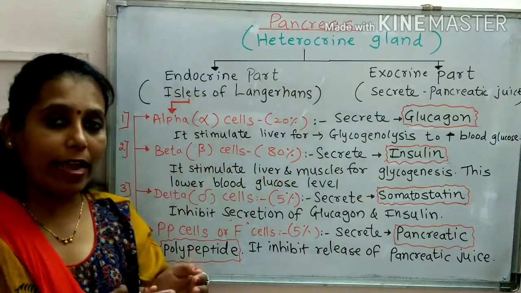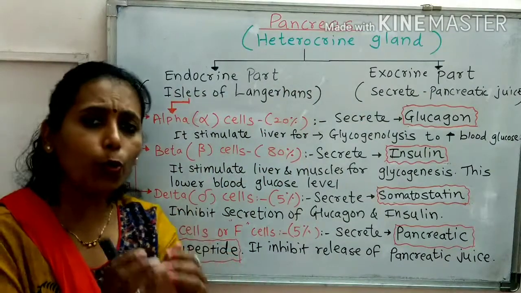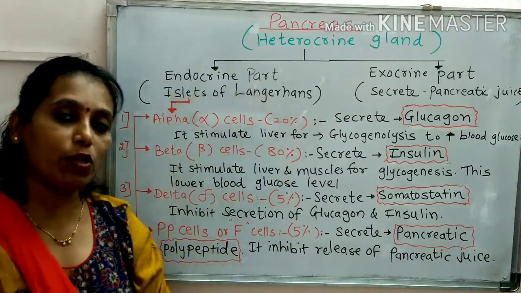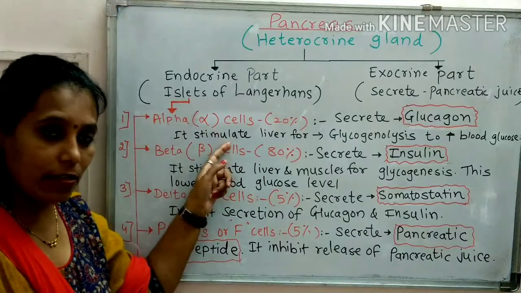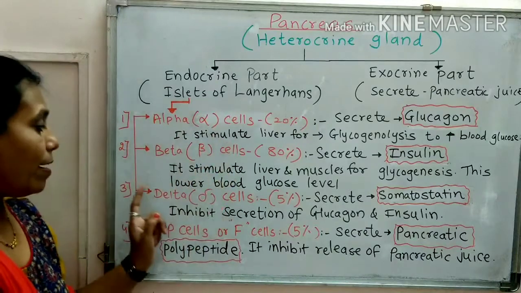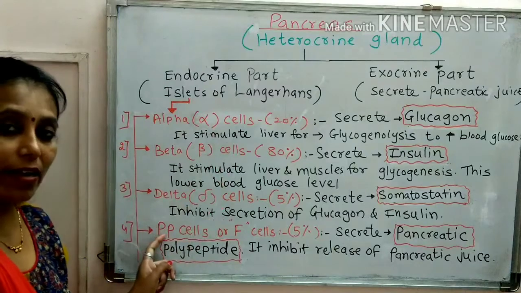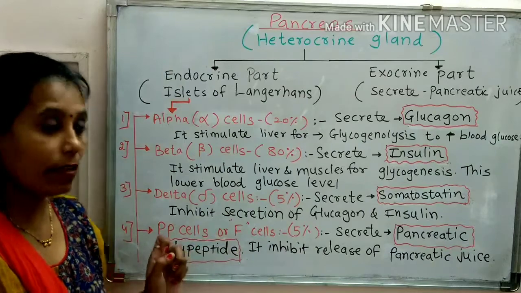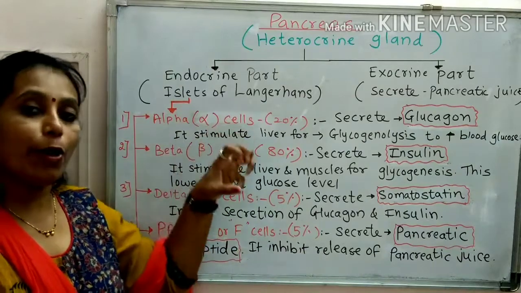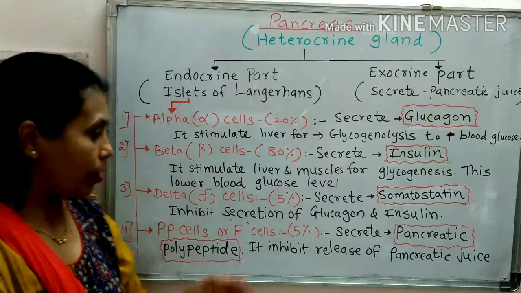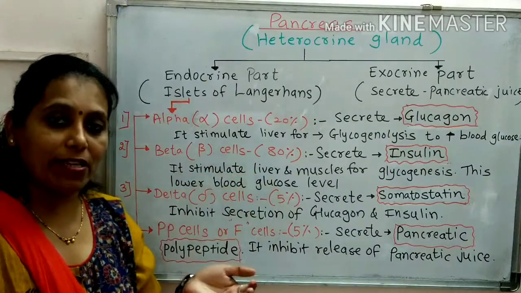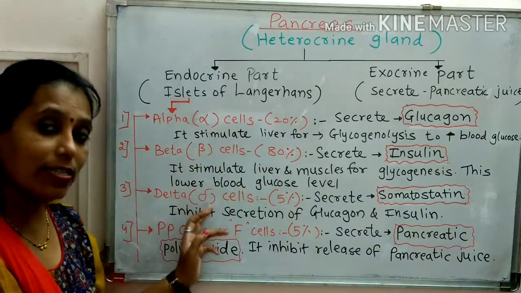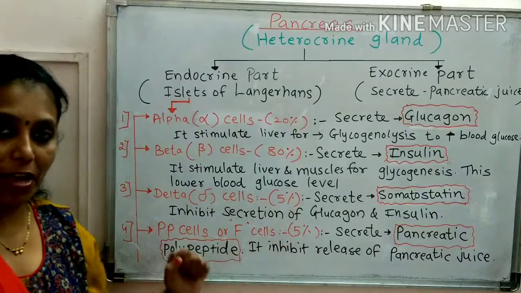These islets of Langerhans consist of groups of cells. Now this group consists of four different types of cells: alpha cells, beta cells, delta cells and pancreatic polypeptide cells, or they are also called F cells. Alpha cells contribute 20% of the group. Beta cells contribute 80%, meaning the majority of the cells are beta cells. Then delta cells 5% and F cells 5%.